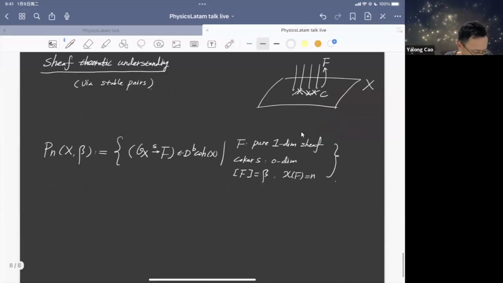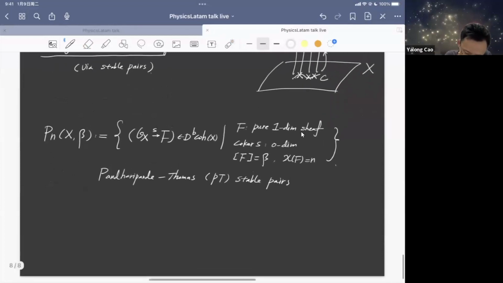Okay, so such a moduli space has a name. This is called the Pandharipande-Thomas, just in short, PT, stable pairs. This was previously used in curve counting on threefolds by the work of PT.